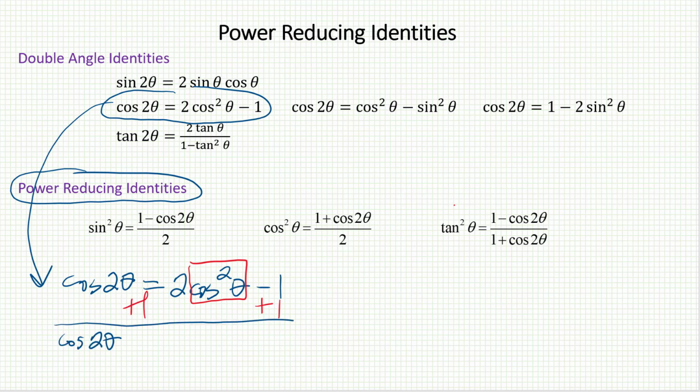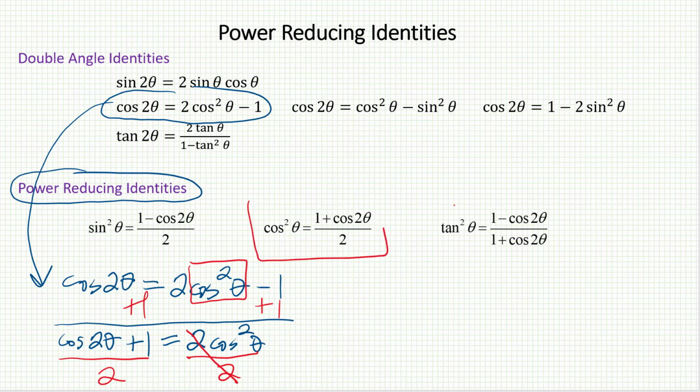So I have cosine 2 theta plus 1 equals 2 times cosine squared theta, and then just divide both sides by 2. And I now have cosine squared theta equals, on the top, cosine 2 theta plus 1, on the bottom 2. Well, that is this one right here. The numerator is written around the other direction, but it's the same thing. The power reducing identity for cosine squared theta.